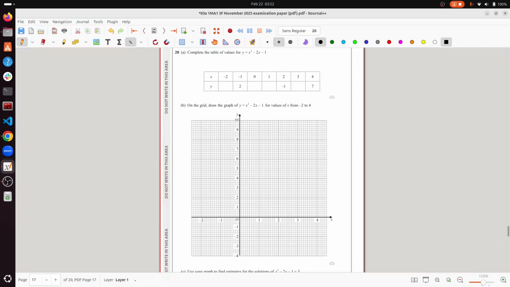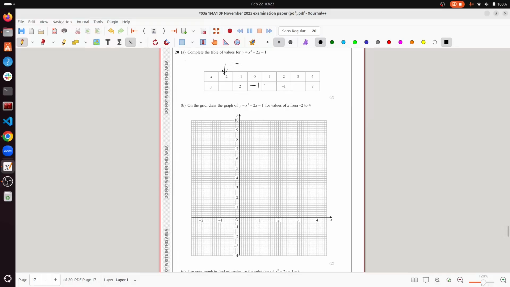It says complete the table of values for y is equal to x squared minus 2x minus 1. So when my x is 0, I will have minus 1. A good way to solve this question is to put something like this into your calculator. So let's assume we're solving when x is minus 2.